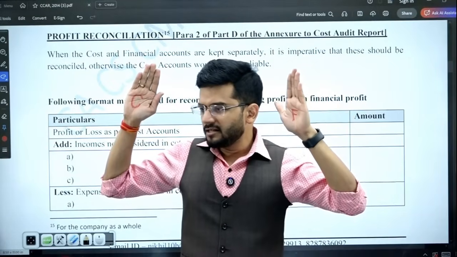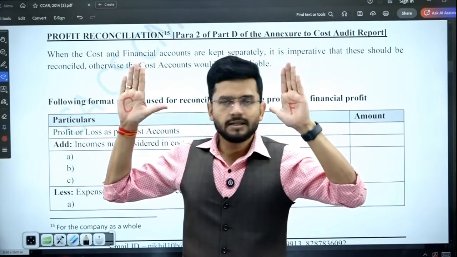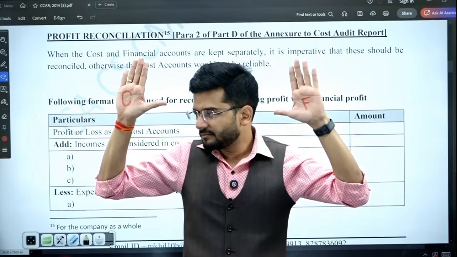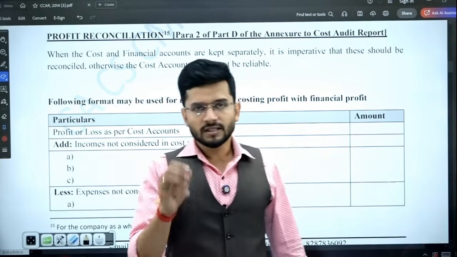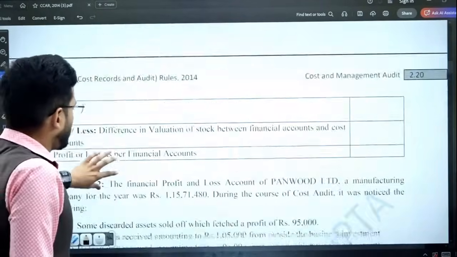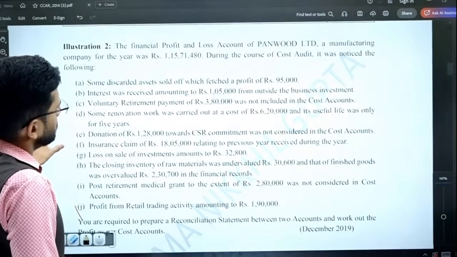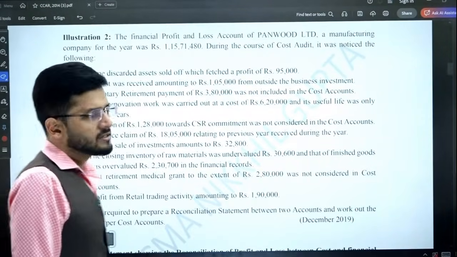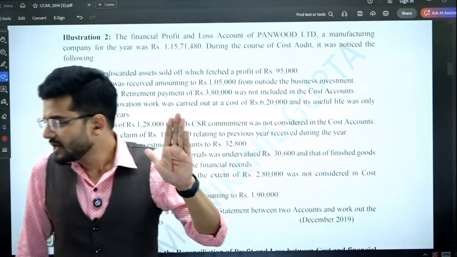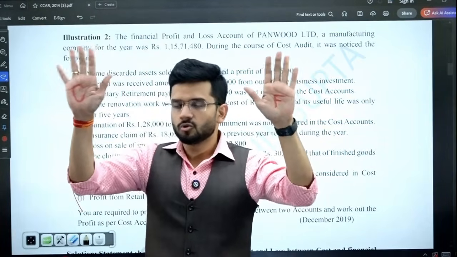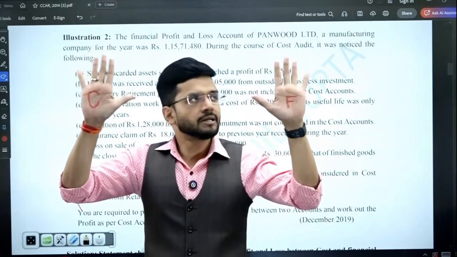If you have written, please say a yes in the chat box. And using this method, you can solve any question of profit reconciliation statement. Any question. It's the easiest method of doing the profit reconciliation statement. We'll do this question in class, and I'll demonstrate how you use this technique. It's a very simple technique.